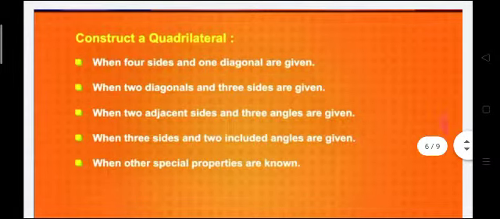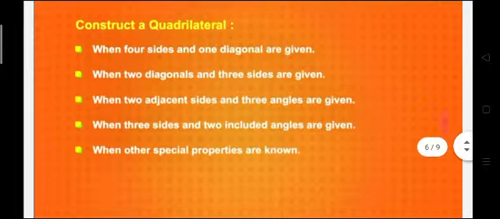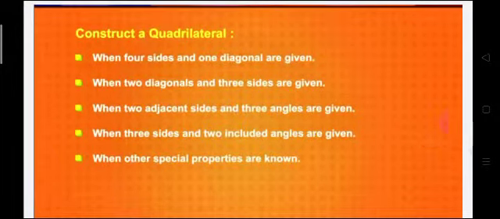For construction of a quadrilateral we need at least minimum 5 points. First, we need 4 sides and one diagonal. Second, when 2 diagonals and 3 sides are given. Third, when 2 adjacent sides and 3 angles are given. Fourth, when 3 sides and 2 included angles are given. And finally, when other special properties are known, that is about special quadrilaterals. Okay. So we will see the first one, when 4 sides are given.